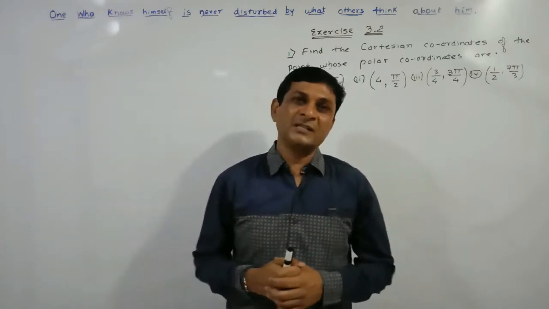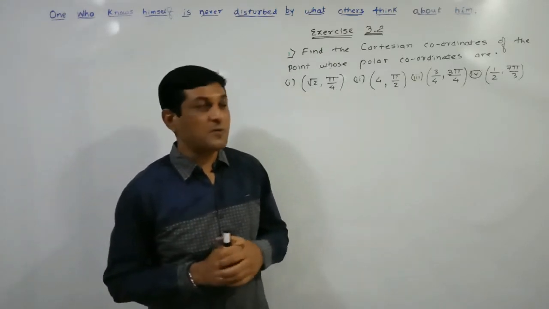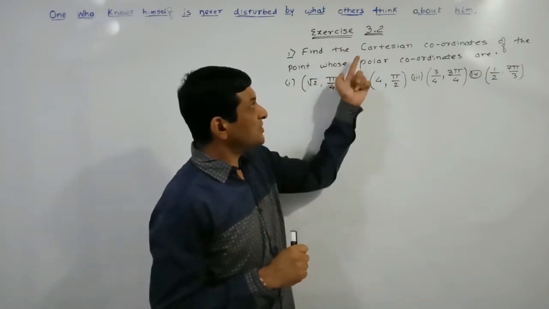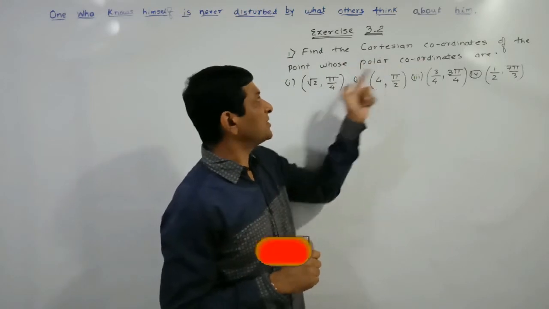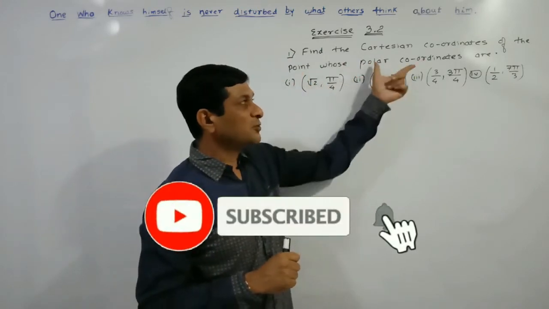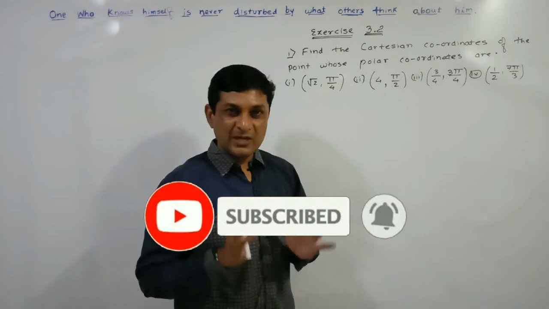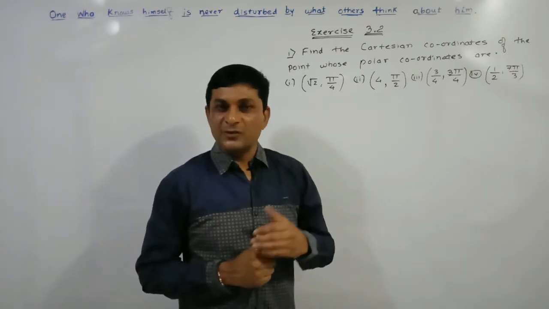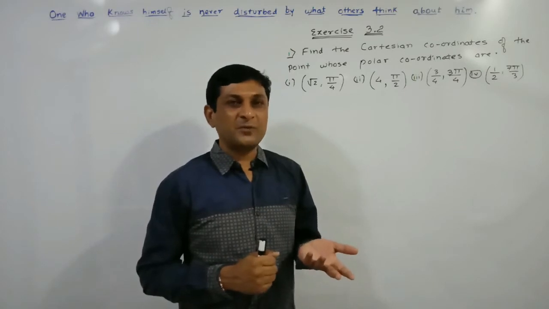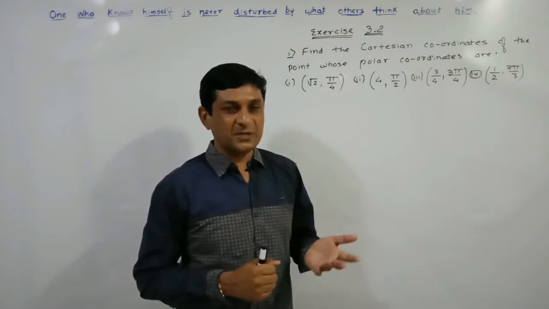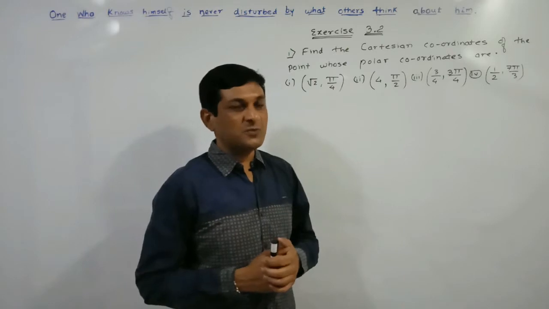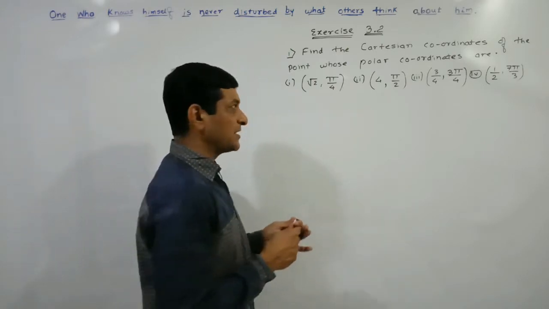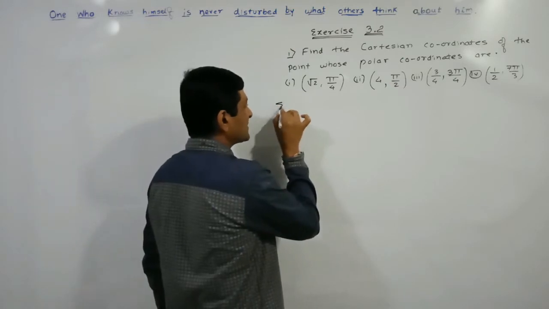Now using all these results, we are starting examples from exercise 3.2. In the first example, the question is to find the Cartesian coordinates of a point whose polar coordinates are given to us. We have already proved a relation between polar and Cartesian coordinates. Using that relation, we are trying to find the Cartesian coordinates. So let us try to solve the first example.